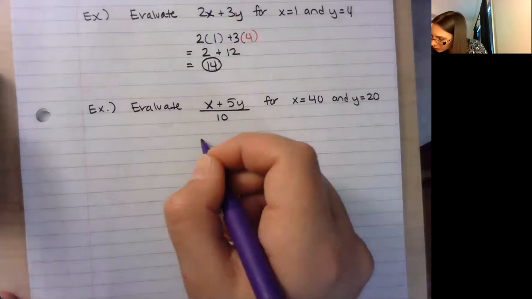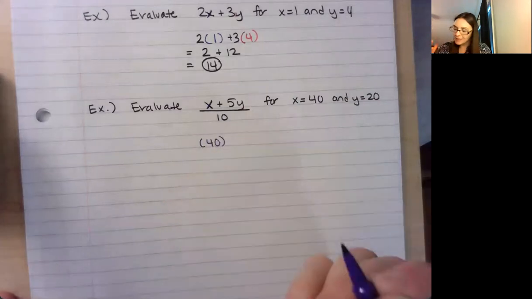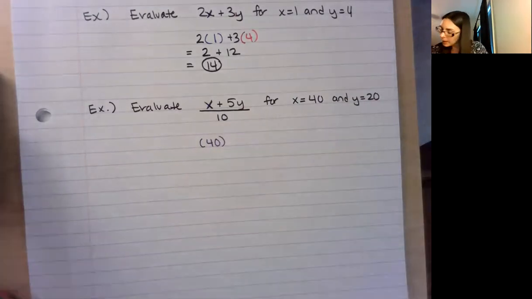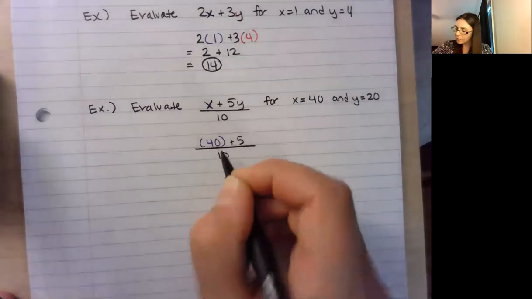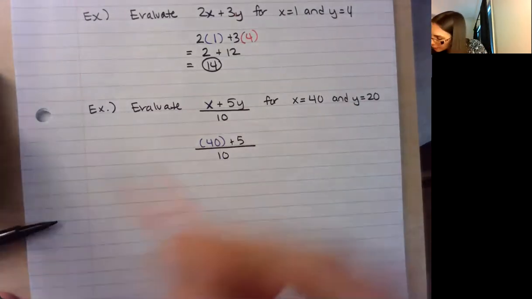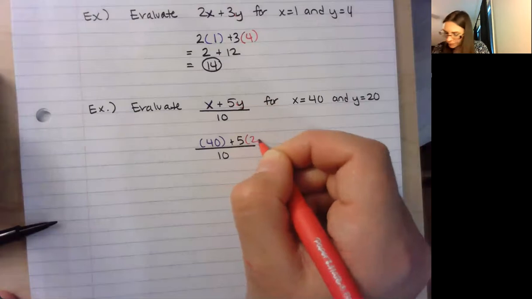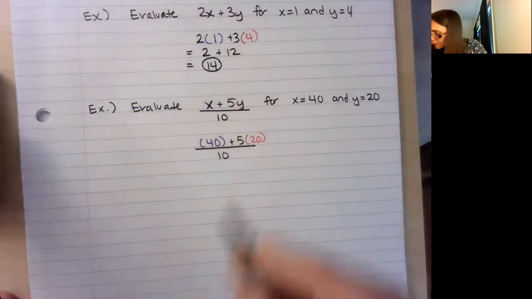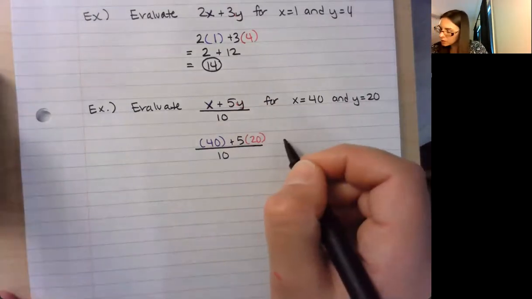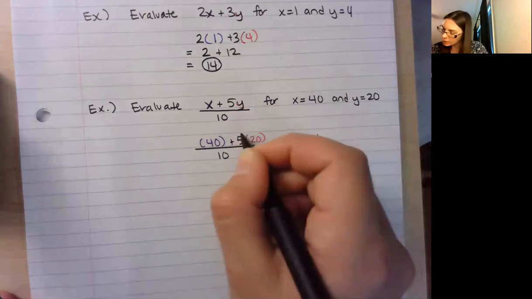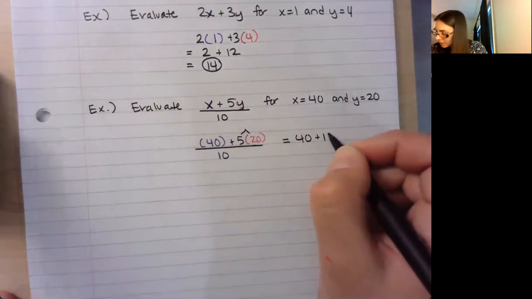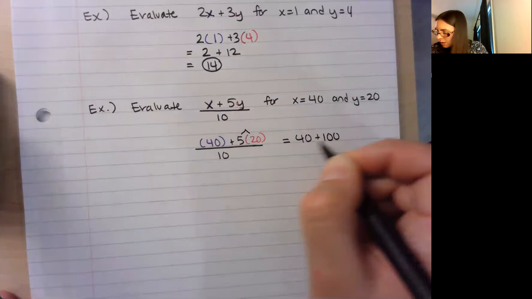Now, you don't have to really use parentheses here. It's not going to make a difference, although I like to be in that habit, so I'm going to go ahead and do it anyway. And then when I replace my y, I'm going to replace it with 20. Now I am going to simplify using my order of operations. So here I just have a 40, and here I'm going to do my multiplication first. 5 times 20 is 100. 40 plus 100 is 140.